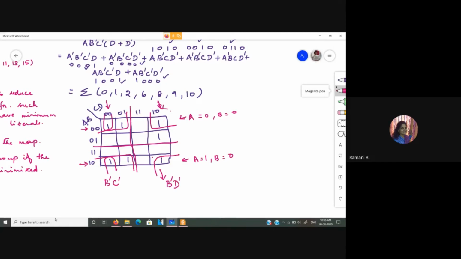And I have this one alone left out. So I form a pair with it because there is no other combination for it. So forming a pair, I have A is equal to 0 is common to this. So A bar, here B value changes. And this is CD is equal to 1 0. So C D bar. So the minimized expression for this F3 is B bar C bar plus B bar D bar plus A bar C D bar. Okay.